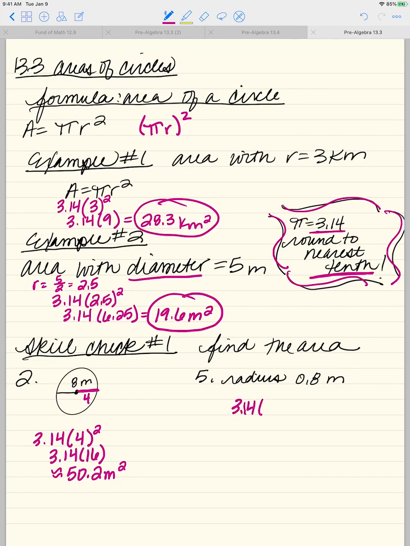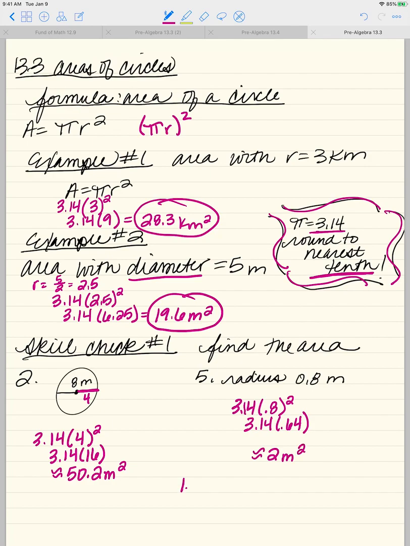3.14, whoops, times 8/10 squared. Okay, and I didn't jot that one down. Let me plug it into my calculator. Mrs. Wilkening has not had enough coffee this morning. 3.14 times 64 hundredths. Okay, multiply that guy out. 2.0096. So we would round that to just approximately 2 meters squared for number 5.